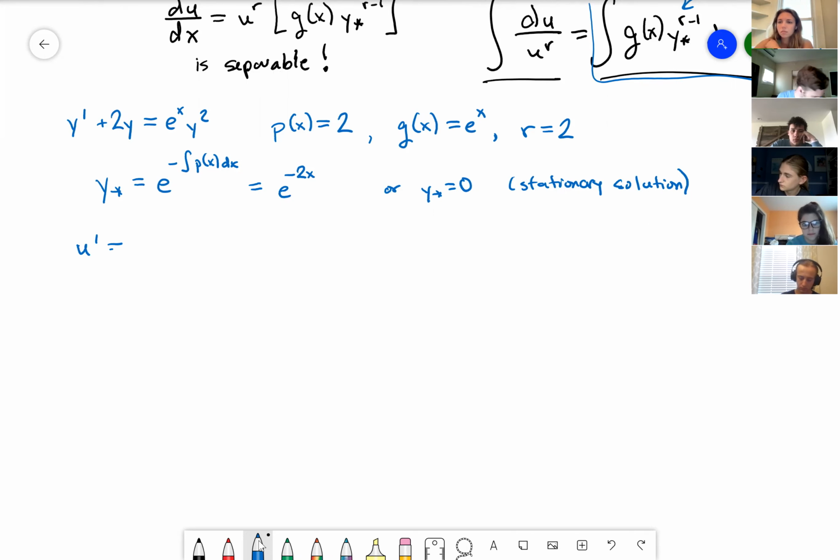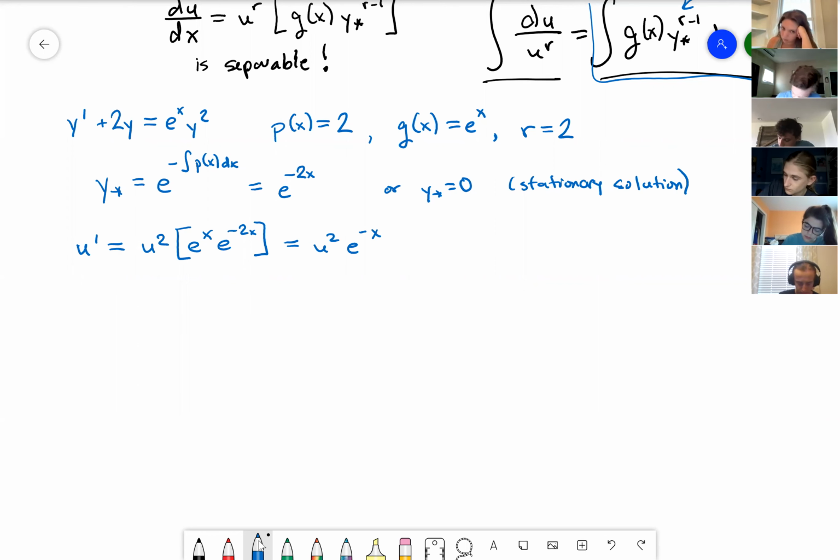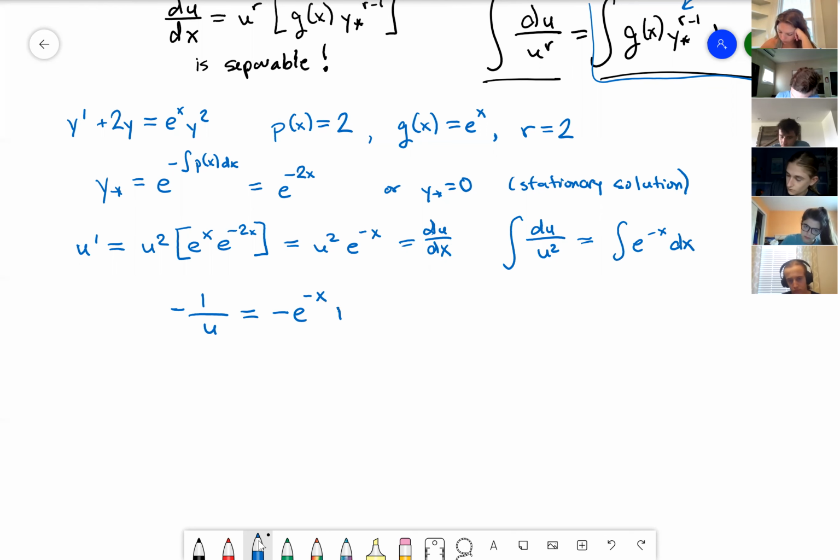Okay, so anyway, we have for u prime, u squared. So that's u to the r. And then e to the x times our homogeneous solution, which is e to the minus 2x. And so this is just equal to u squared e to the minus x, which I will rewrite as du dx. So far, so good. Now, what we have is du over u squared, which is fairly easy to integrate. And we have e to the minus x dx, which is even easier to integrate. And this gives us minus 1 over u is equal to negative e to the minus x plus some constant.